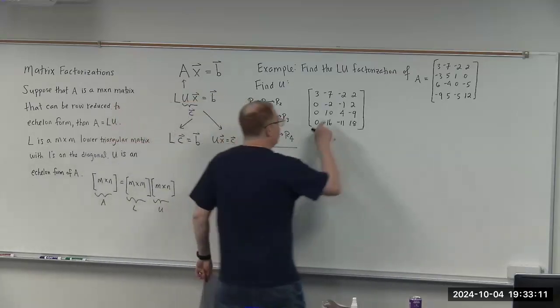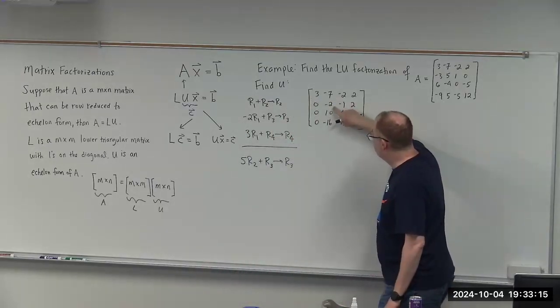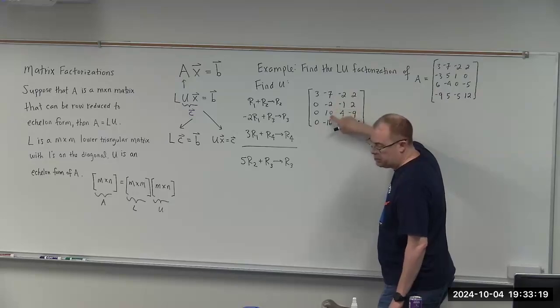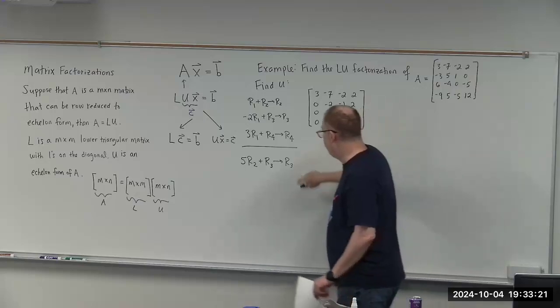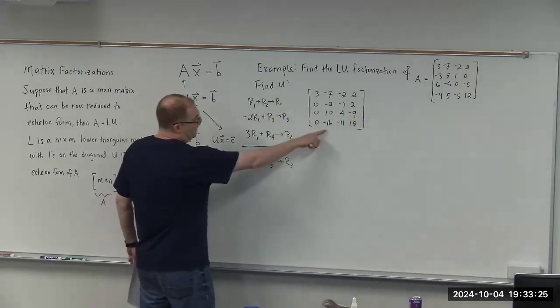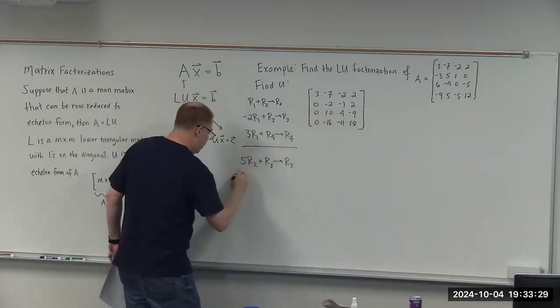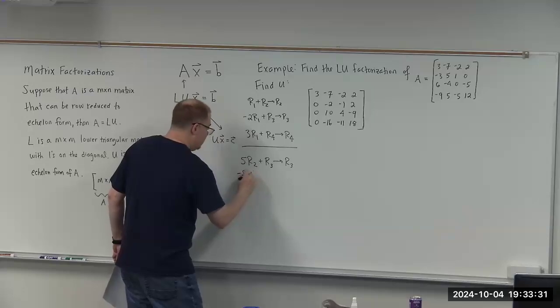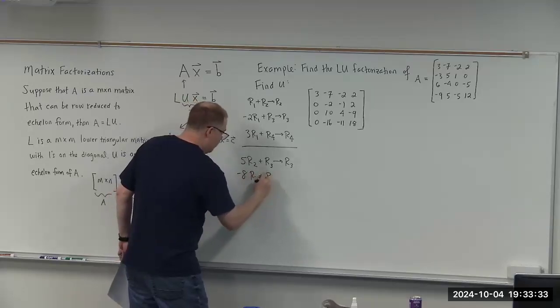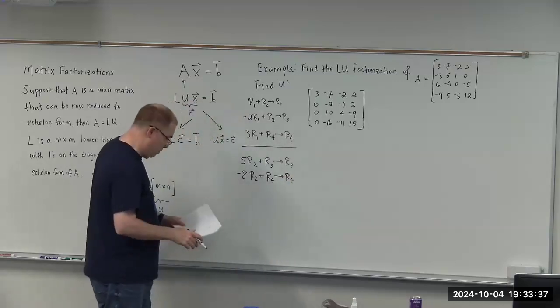Again, the reason is that we're using that as our pivot. We need to make that 0, so we multiply this by 5. 5 times negative 2 is negative 10. Negative 10 plus 10 is going to give us 0. And then to make that 0, we need to multiply row 2 by negative 8. So minus 8 times row 2, we add it to row four, and take that result and overwrite row four.